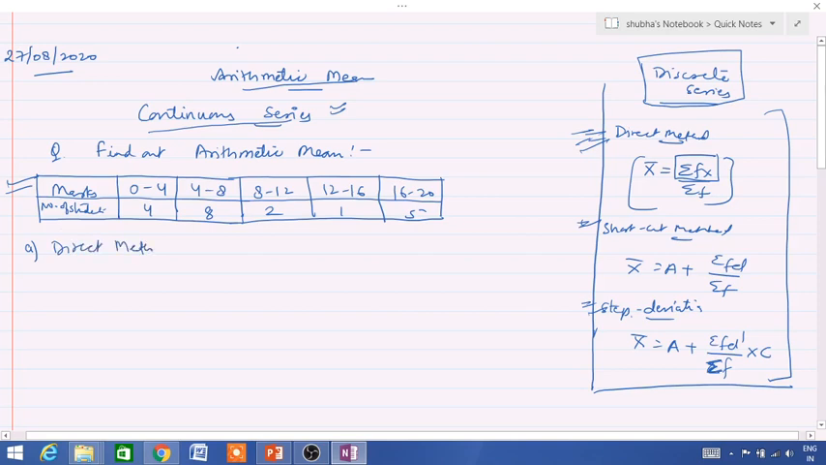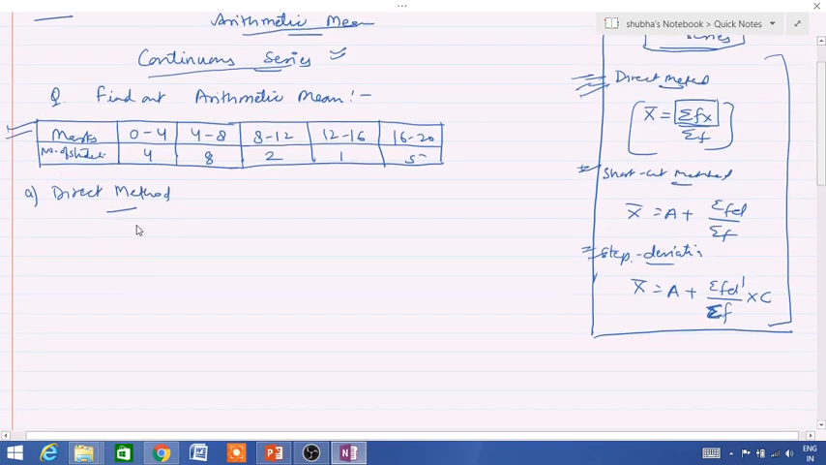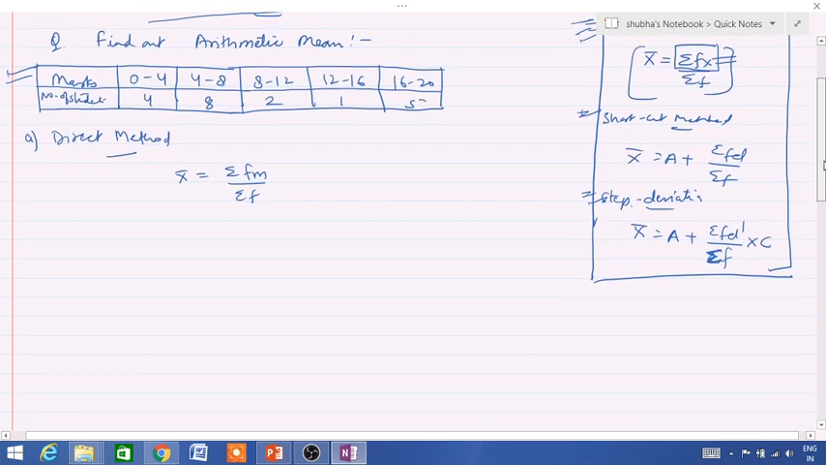Suppose I take the direct method first. The formula for the direct method in continuous series is mean is equal to sigma fm over sigma f. Now here is the difference. It is fx in direct method in discrete series and fm in direct method in continuous series. But what is this m here? M here is the mid value. What is the mid value now?